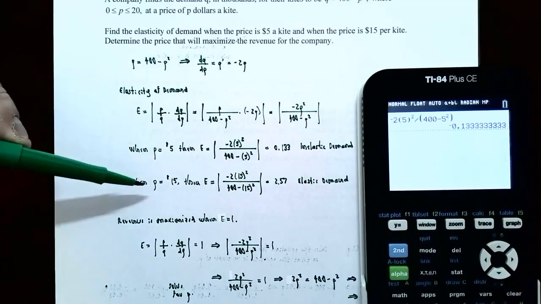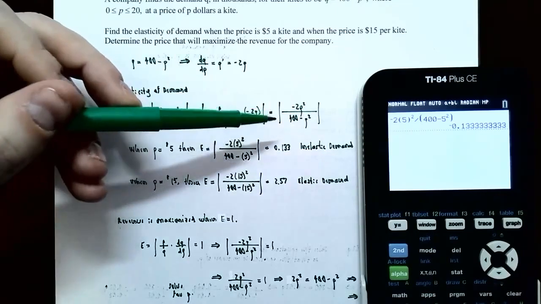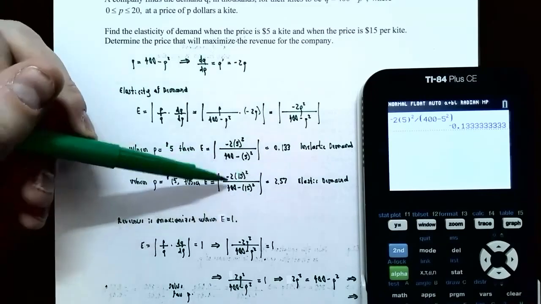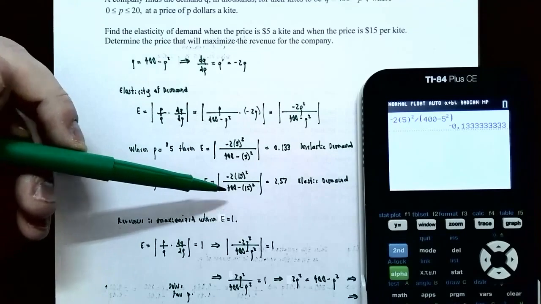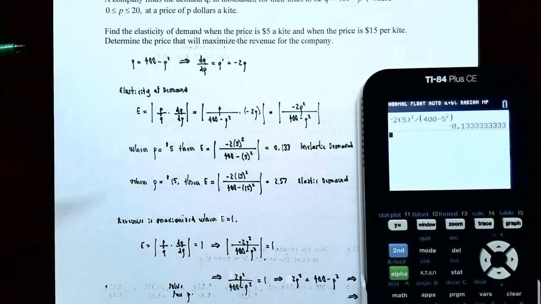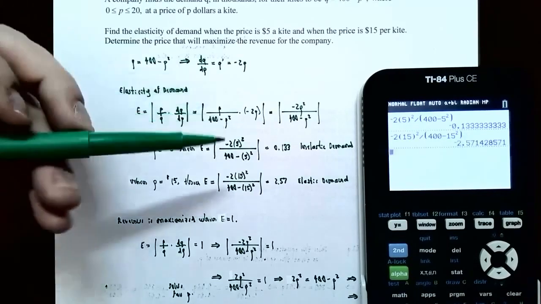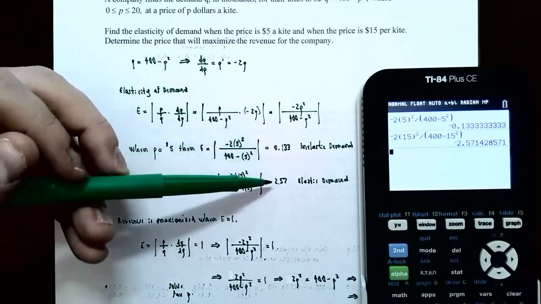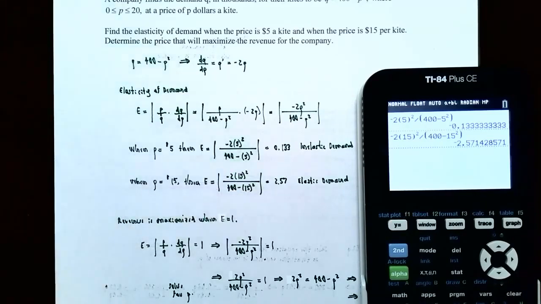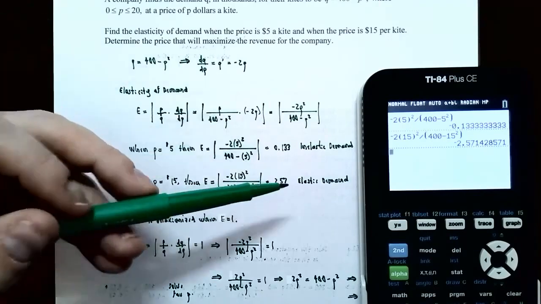If the price of the kite is $15, take the elasticity of demand, absolute value, negative 2 times p, now 15, so 15 squared, divided by the denominator, 400 subtract 15 squared. If you type this into a calculator, negative 2 times 15 to the second power, divided by, parentheses around the denominator, 400 subtract 15 squared, close parentheses, you have negative 2.571. If you take the absolute value, you'll have positive 2.57. Since the elasticity of demand is greater than 1, this is elastic demand.